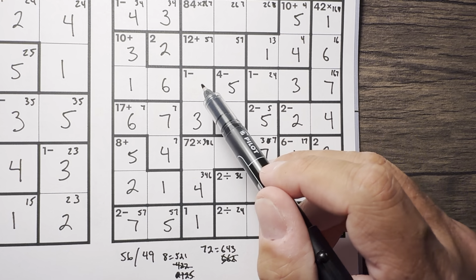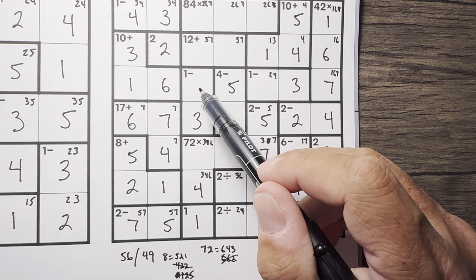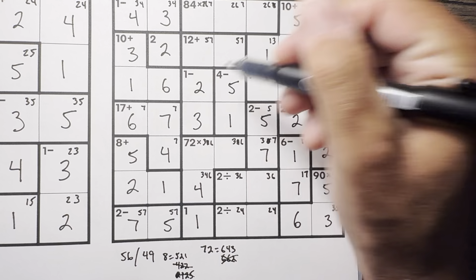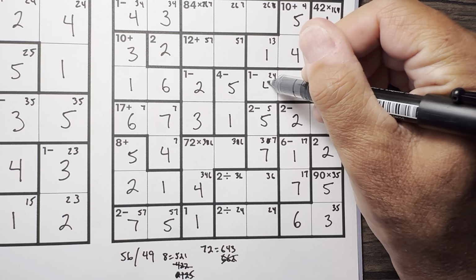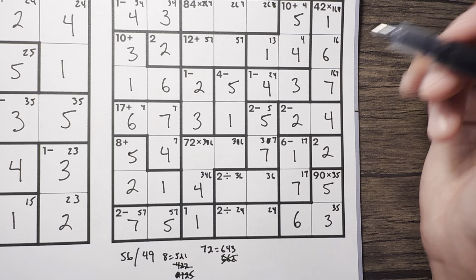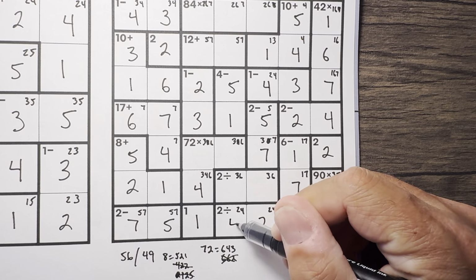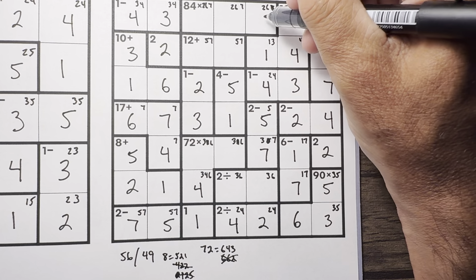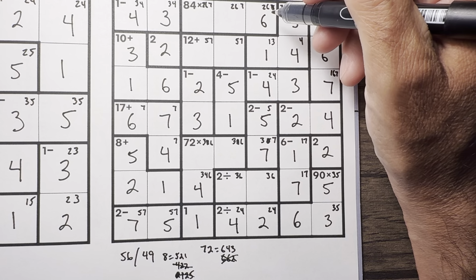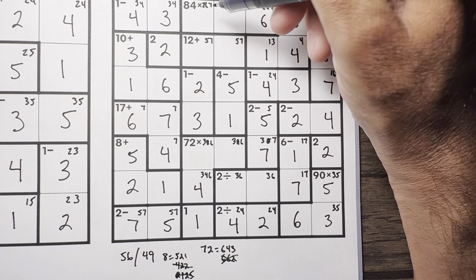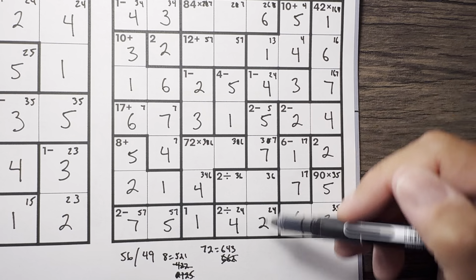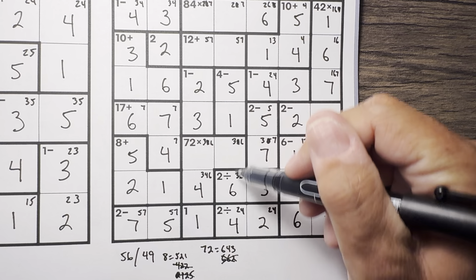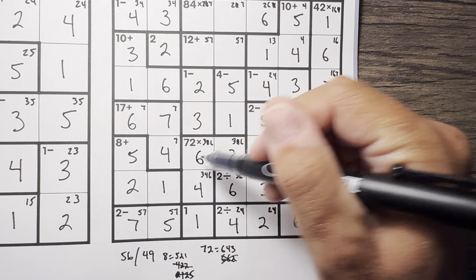3 minus 2, minus 1 is 2. Oh, it could be a 2 or a 4, but there's a 4 here, so it's a 2. And that makes this a 4. This 4 makes this a 2, makes this a 4. This 2 makes this a 6. That's not a 6, not a 6. This 6 makes that a 3, makes that a 6. This 6 makes this the 3, makes that a 6.